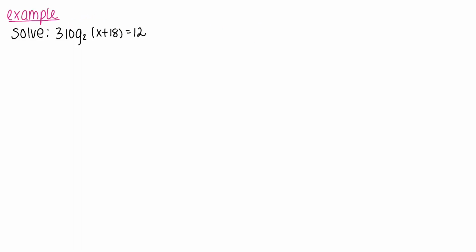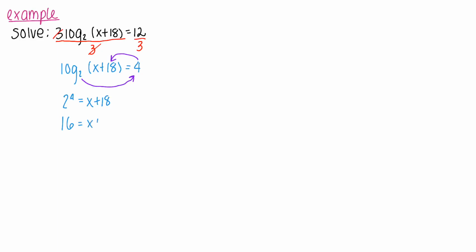Probably not. But what we can do instead to get rid of this 3 in front, I noticed that both sides are divisible by 3. So if I start by dividing both sides by 3, then things look a little nicer. So now it's equal to 4. And now doing your loop-de-loop will give you a little nicer setup. So you have 2 raised to the 4th is equal to x plus 18. 2 to the 4th is going to be 16. So 16 is equal to x plus 18. Subtracting that 18 on both sides, negative 2 is equal to x.